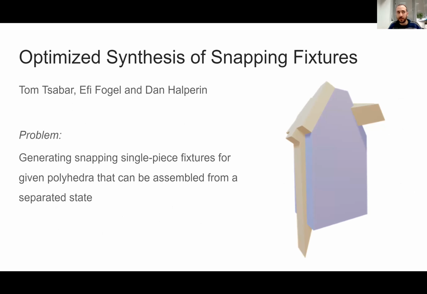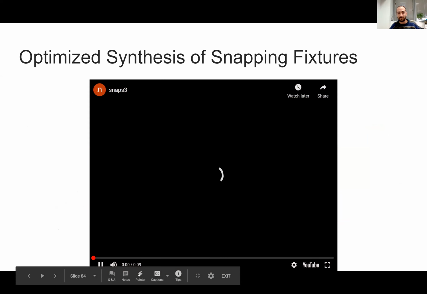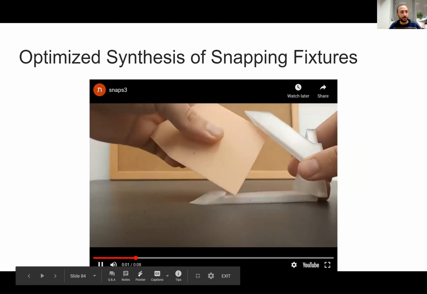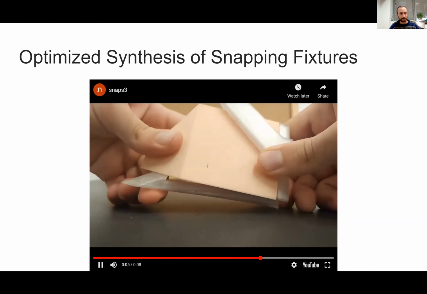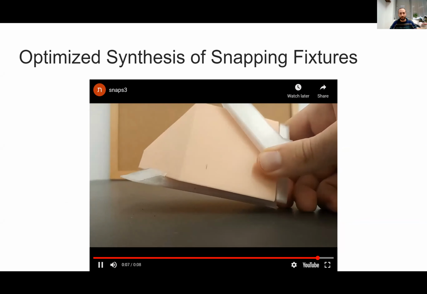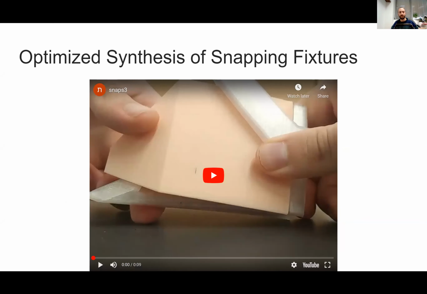Hello, I'm Tom Tsaba. This is joint work with Professor Dan Halperin and Dr. Efi Fogel. The work is about automatic generation of single-piece snapping fixtures that can be assembled from a separated state. We can see an orange fixture snaps onto a blue workpiece to the right. Next slide and play the video, please. Thanks. Let's see an example of a fixture that snaps onto a workpiece.